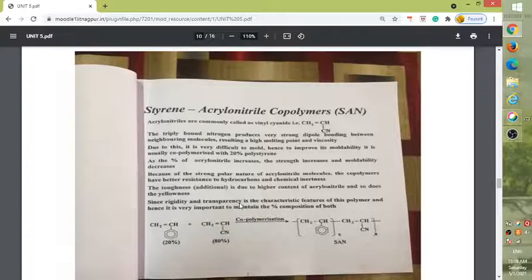Since rigidity and transparency are the characteristic features of this polymer, it is very important to maintain the percentage composition of both: 20% styrene, 80% acrylonitrile, that is vinyl cyanide. Copolymerization gives you SAN.